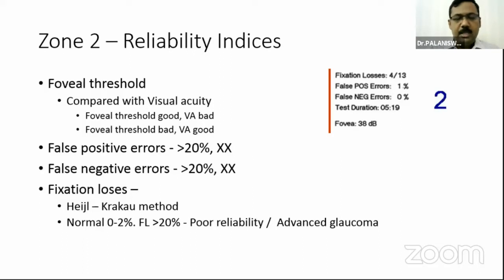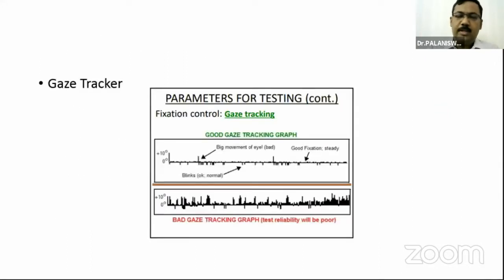Occasionally, the machine will also give a stimulus to the blind spot. And if the patient responds, that becomes a fixation loss. Anything more than 20% is poor reliability, or it can also be seen in advanced glaucoma. Right at the bottom, we have the gaze tracker, where it tracks the eye movement. An upward movement means the eye moved up, downward was a blink. So in case we have a skyscraper-like gaze tracking graph, the reliability is poor.